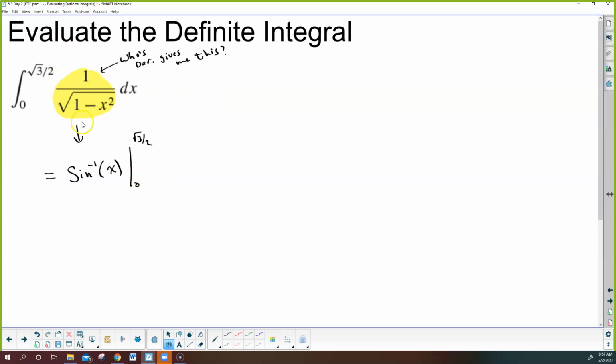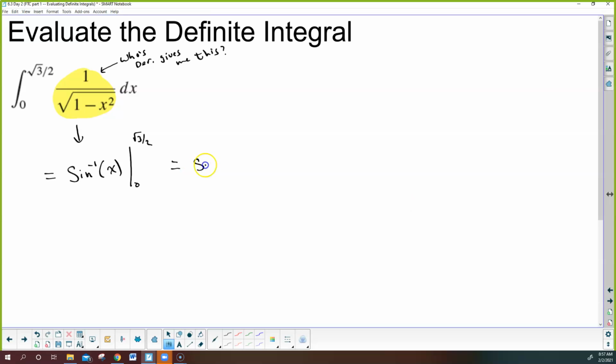This was an inverse trig, and in AB calculus we only need to know inverse sine and inverse tangent. If it was this, that's the inverse tangent one, and the one with the square root would be inverse sine. So that's really tricky. Just being able to recognize that means you've mastered your derivatives, and you can go back to think of whose derivative would give you this as an answer.